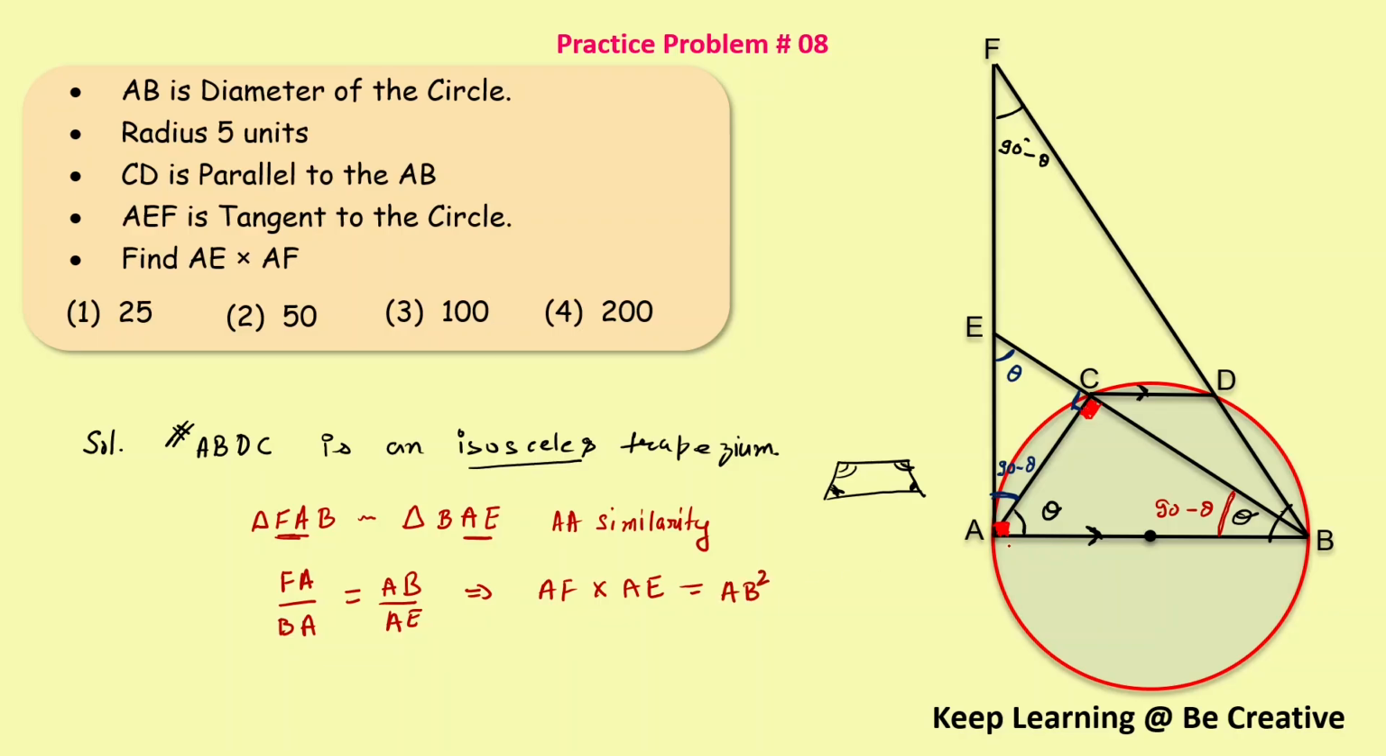Now I have already mentioned that AB is the diameter. We already know the length of the radius, that was 5. So this complete length, the diameter, will be equal to 10. Let's substitute the value. So this will be 10 square, which equals 100. So what we needed, AF into AE, comes out to be 100. So this is the final answer to this question. And let's see, the options are also given to us. In this we will have option 3 as the correct answer.